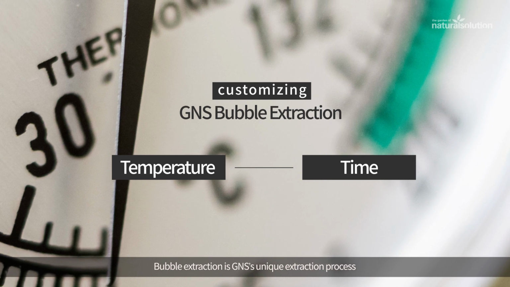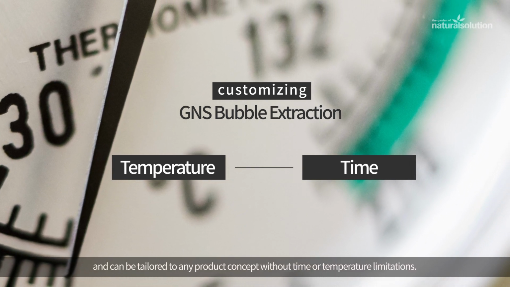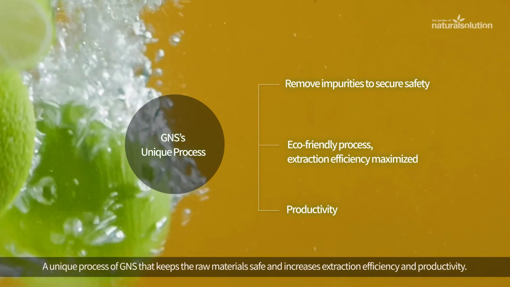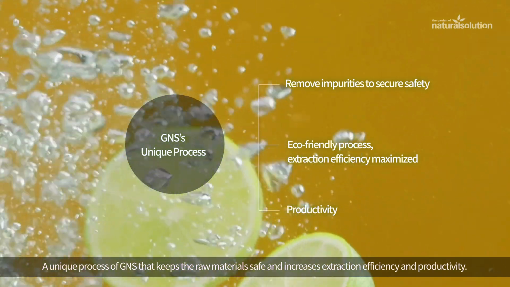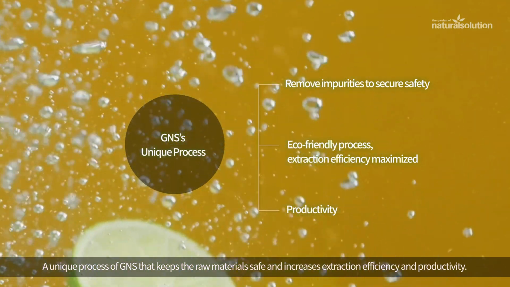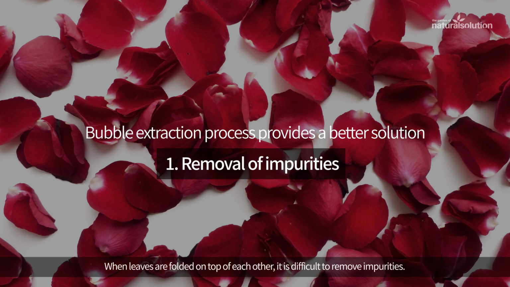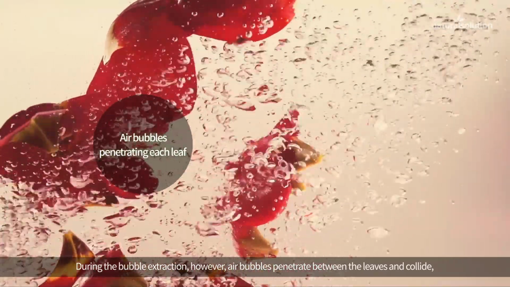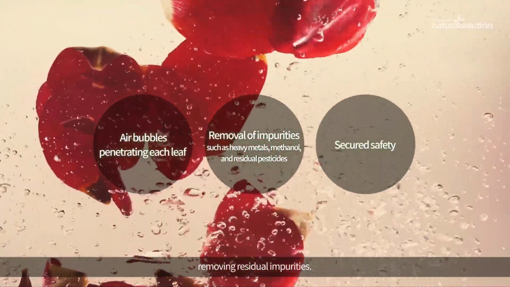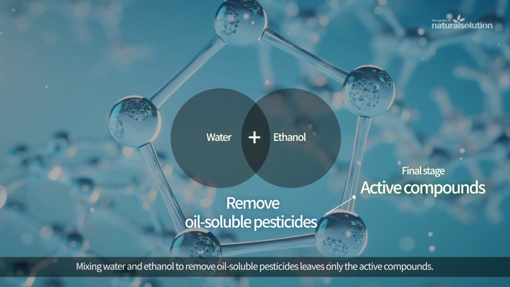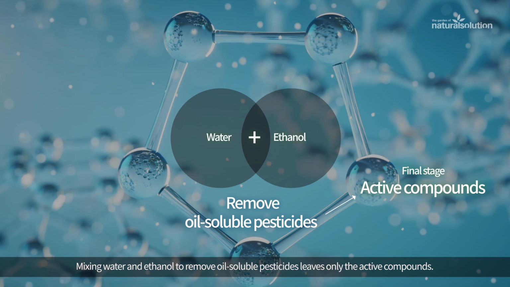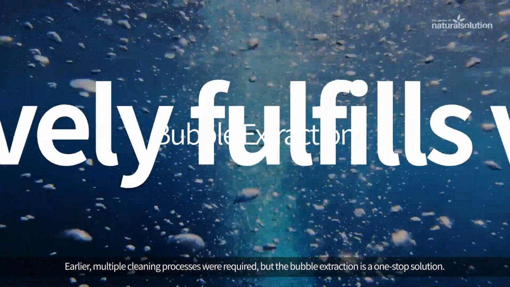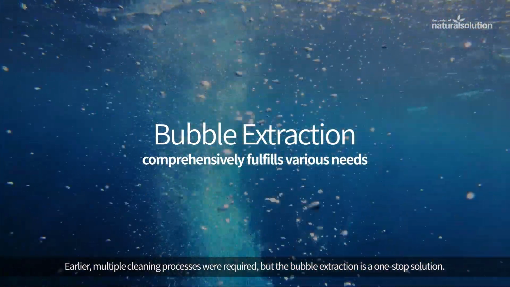Bubble extraction is GNS's unique extraction process, and can be tailored to any product concept without time or temperature limitations. It is a unique process of GNS that keeps the raw materials safe and increases extraction efficiency and productivity. When leaves are folded on top of each other, it is difficult to remove impurities. During the bubble extraction, however, air bubbles penetrate between the leaves and collide, removing residual impurities. Mixing water and ethanol to remove oil-soluble pesticides leaves only the active compounds. Earlier, multiple cleaning processes were required, but the bubble extraction is a one-stop solution.